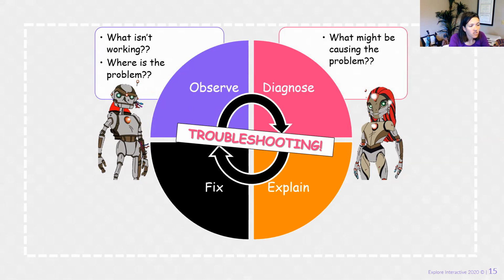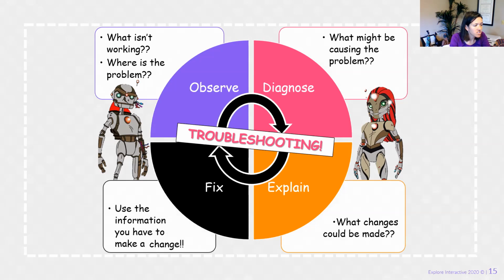Then you have to diagnose. So what might be some of the reasons that the system isn't working the way you want it to, or you think it should? So that's in the diagnose phase. And of course, most of us are familiar with that word in settings such as health. And then we move to explain: how could I change my system to make an improvement? And then last, to go and actually take action, use your information and make that change. So this is the full troubleshooting loop.